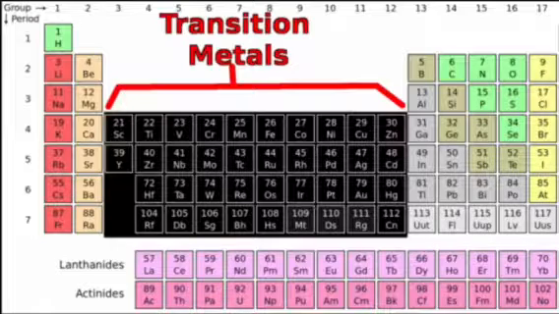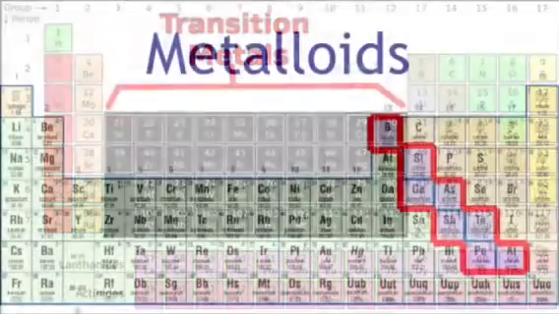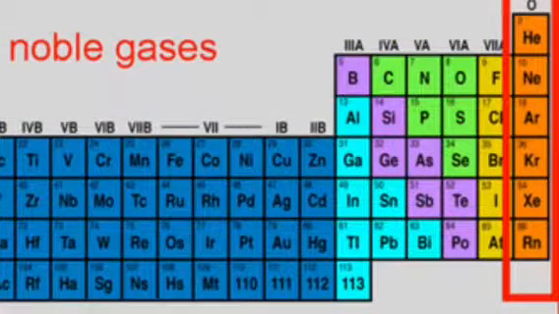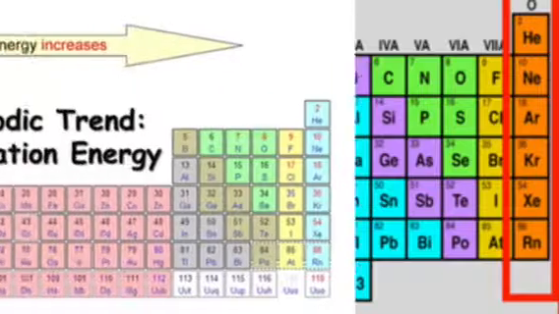The metalloids have properties of both metals and nonmetals, which are found along the step-like line between metals and nonmetals of the periodic table. Noble gases are located in the far right column of the periodic table. They are also known as group 0 or group 18, which means that they are very unreactive because they don't need any electrons.